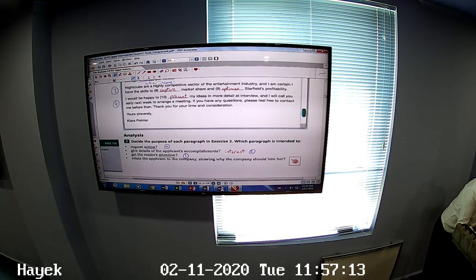So we've used 4, we've used 2, we've used 1. Number 3 must be relate the applicant to the company, showing why the company should hire her. In the AIDA model, which word is that? Desire. Making the company want to hire her, telling the company what benefits she can bring. Action, interest. The last one is for desire and then attention. AIDA. Action. Sorry. Attention, thank you, yes.